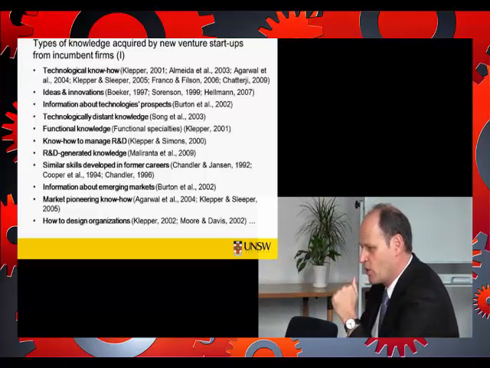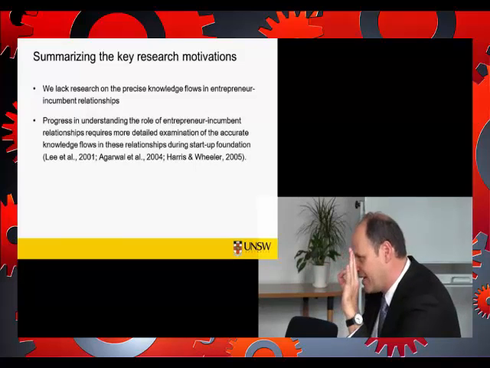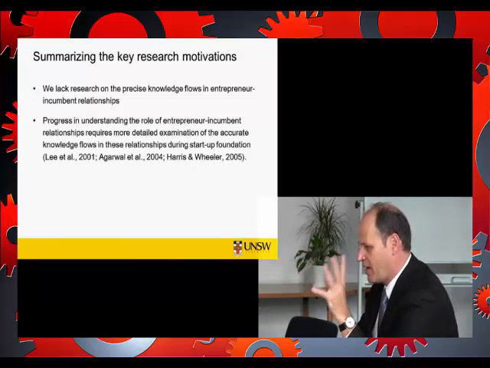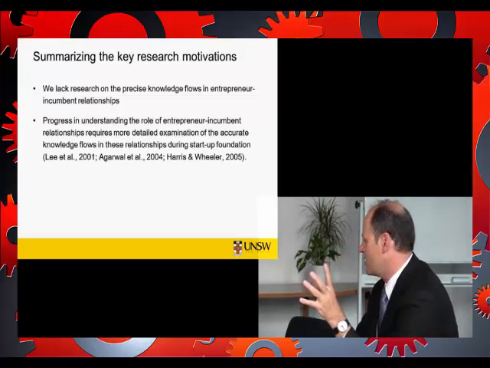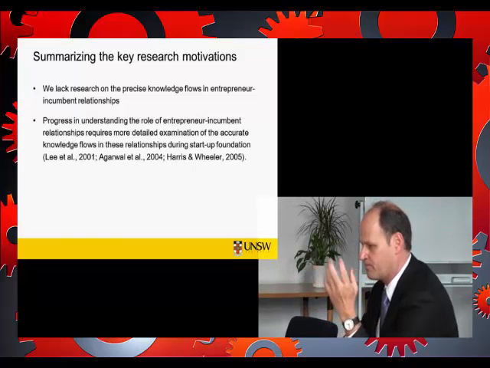So to summarize, we lack research on the precise knowledge flows in entrepreneur-incumbent relationships, and we need to make more progress on examining the exact, detailed knowledge flows, what is flowing. You cannot do this with an econometric exercise where you just code a dummy yes or no. You actually have to interview people and try to find out what is actually going on.